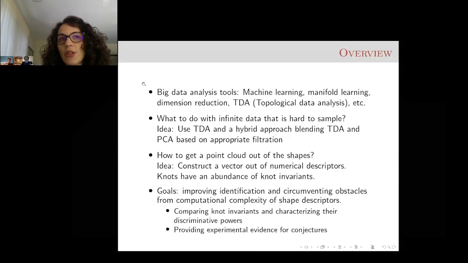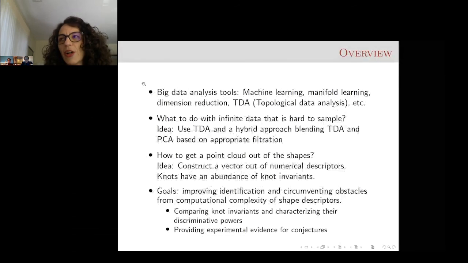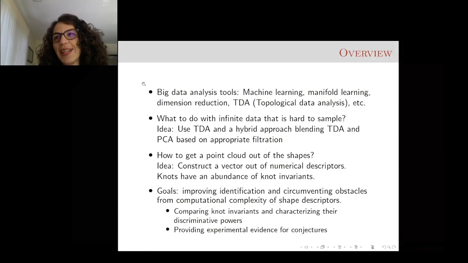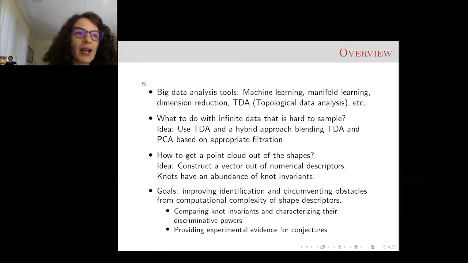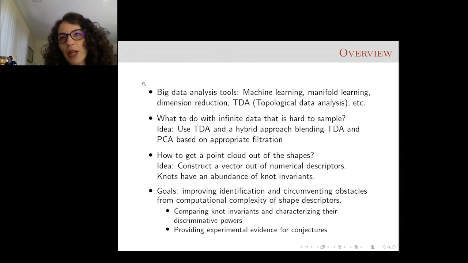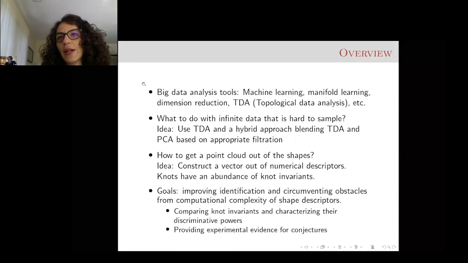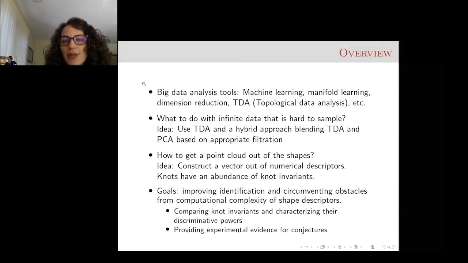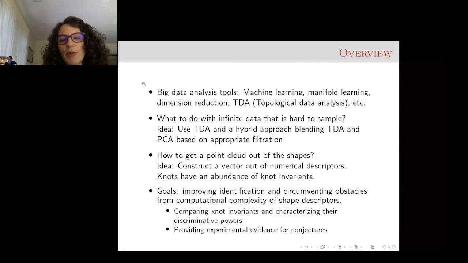knots are shapes, knots are circles embedded in R3. And when I say knots, I really mean knots or links, it doesn't really matter. So the question is, what do we do? How can we vectorize this data, or how can we make a computer understand or read knots more easily? In particular, most of the time, the way we work with knots is by looking at their projections, at knot diagrams, which is a natural thing to do because paper is two-dimensional and computer screens are two-dimensional, but we are losing information when we do that.